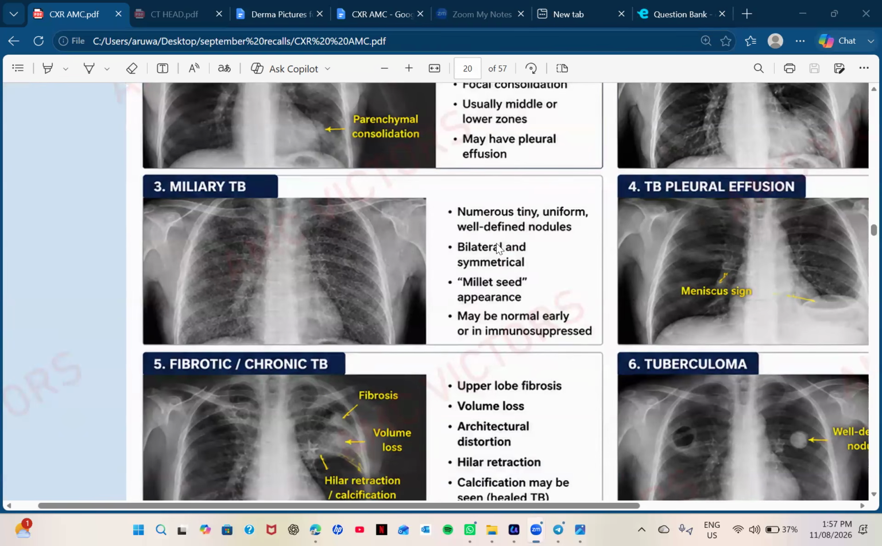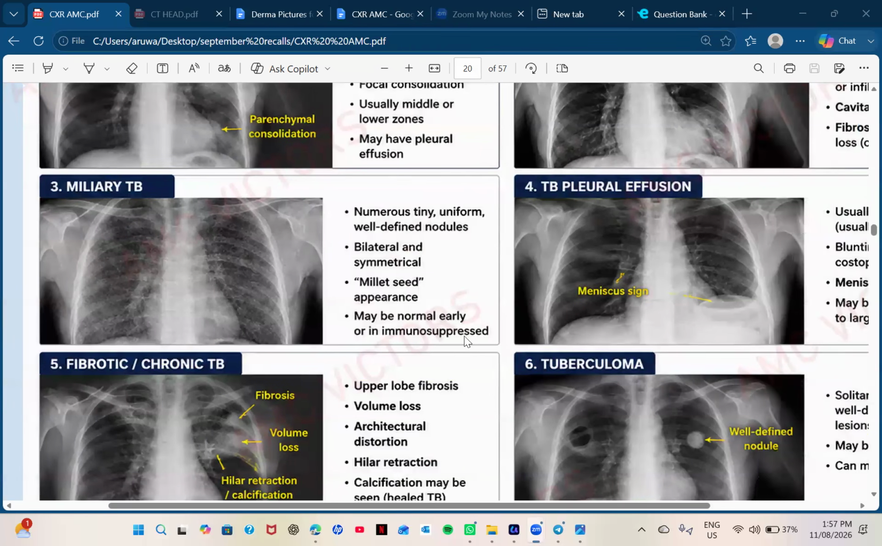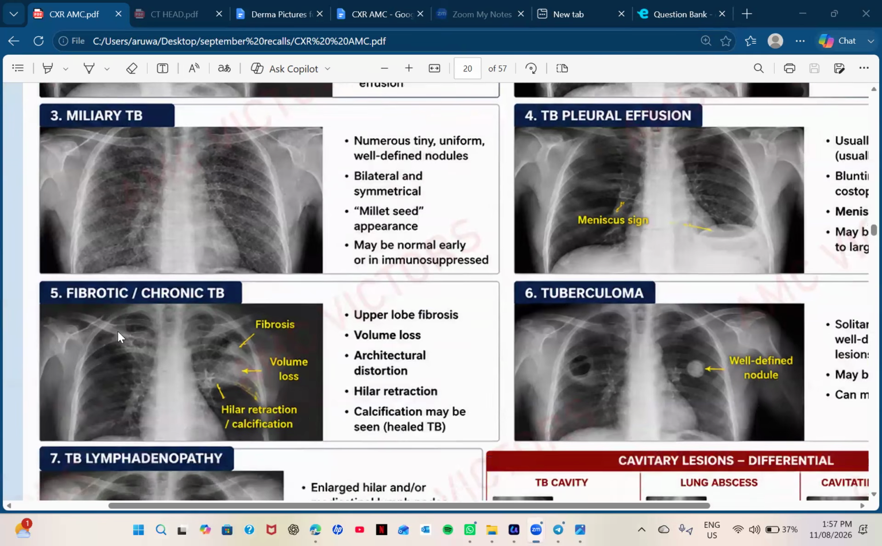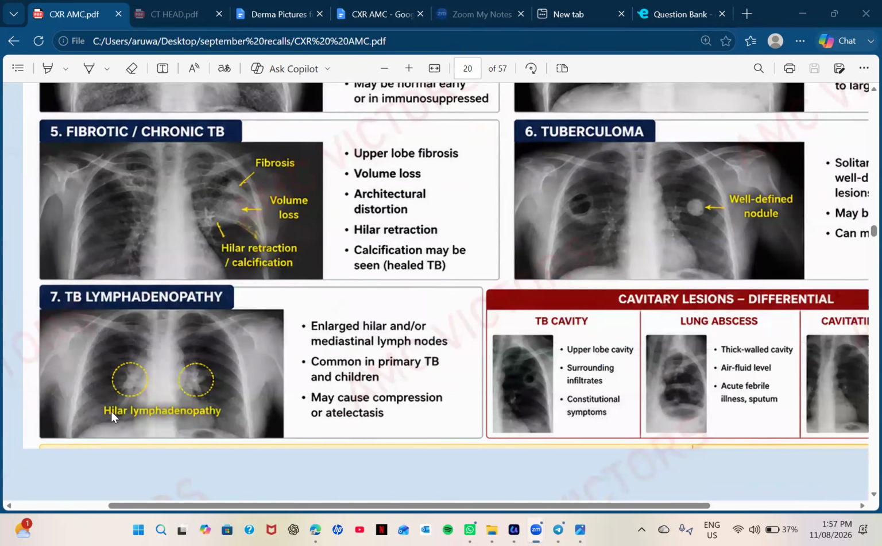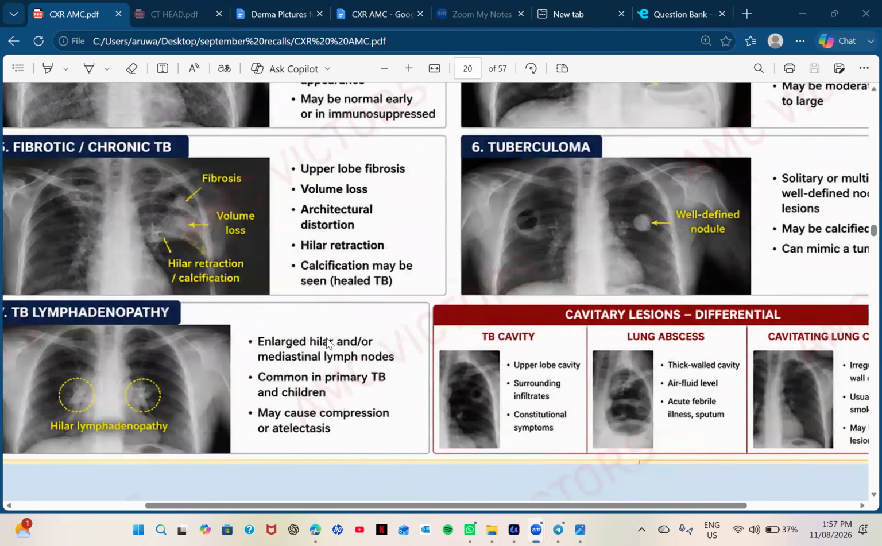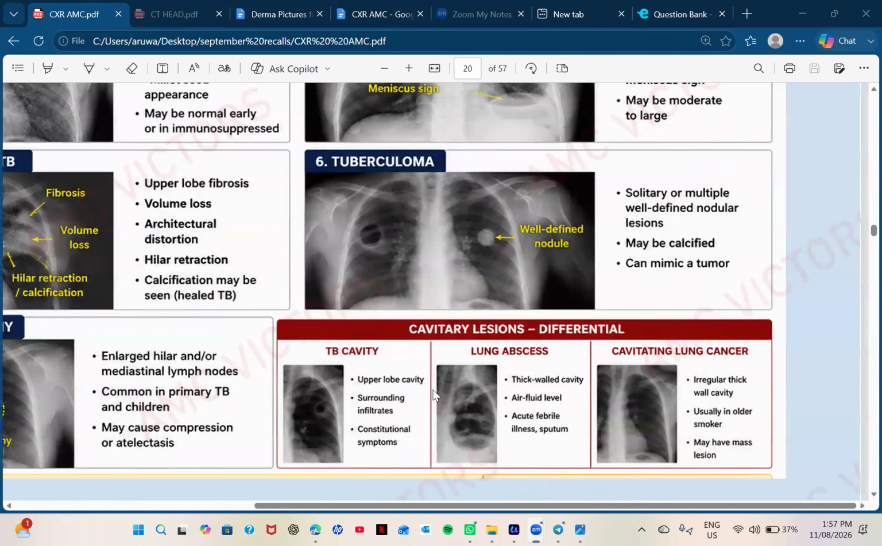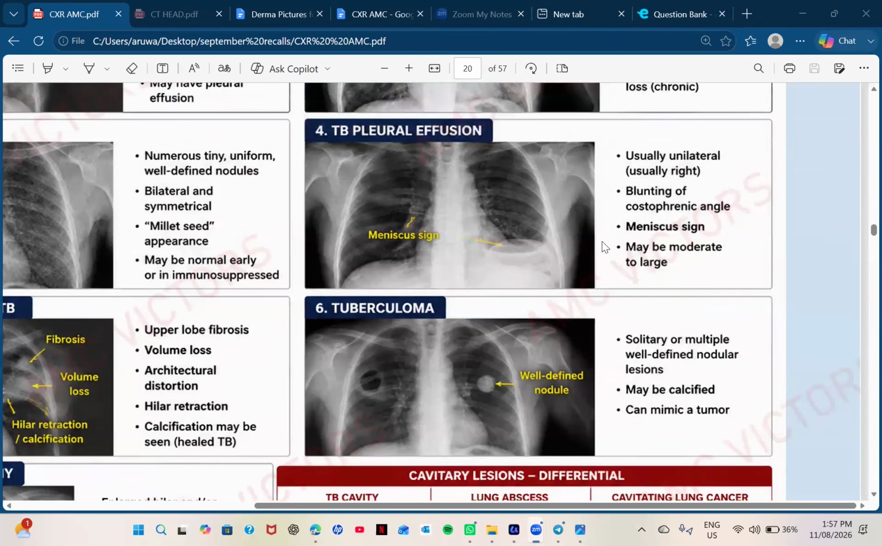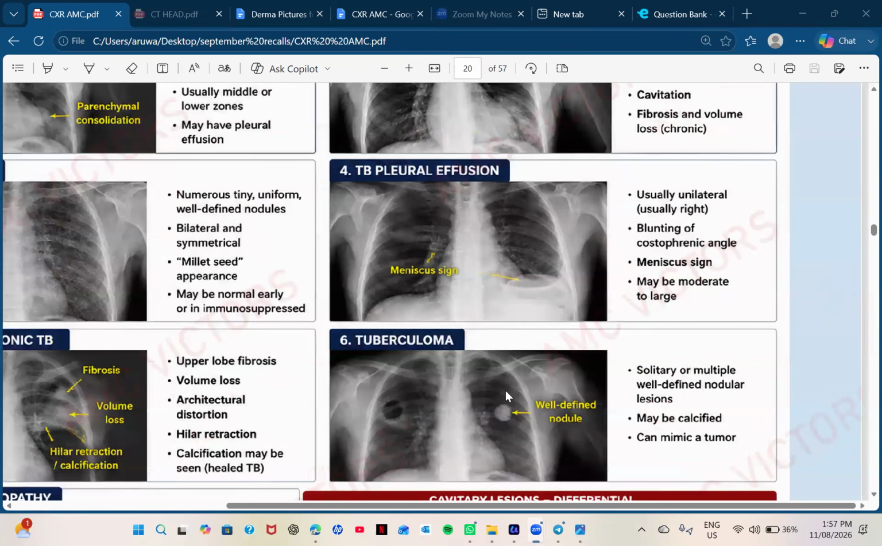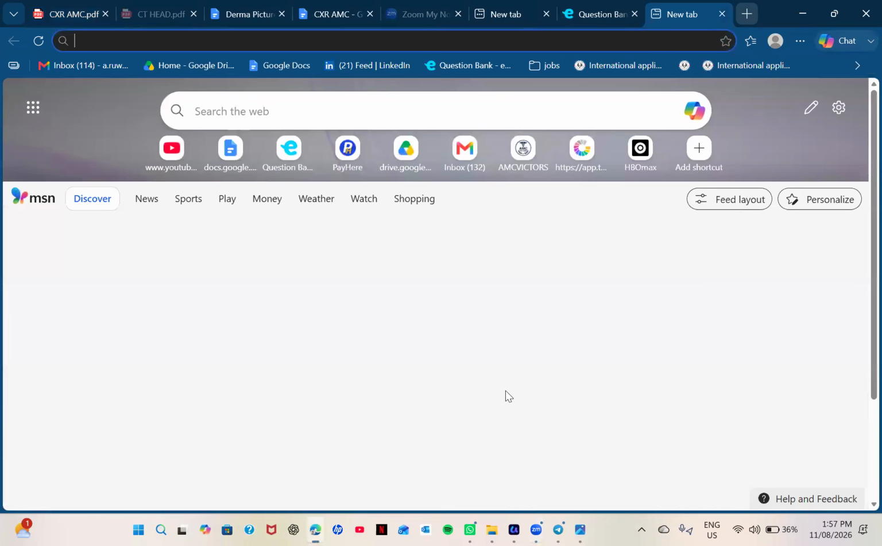So this is the way you can see. Then other than that, these are the complications: fibrotic changes later, lymphadenopathy, the hilar lymphadenopathy you can see. Because of this, there can be lung abscess, TB cavities, right? Cavitational lung cancer later can be seen. And tuberculoma, a well-defined nodule, you can see. I will show a better picture.